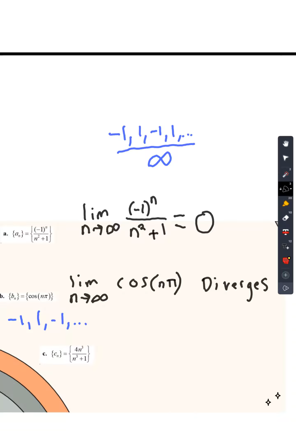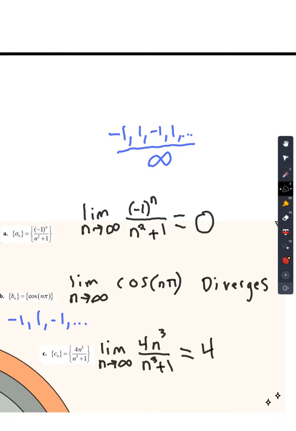Now, this last one is very algebraic, because again, I'm looking at the limit as n goes to infinity of 4n³ divided by n³ plus 1. There are two different ways we could do this. One, we could say that plus 1 is not going to do a whole lot. Then my n³ terms are basically the same, so they're going to reduce out. I'm just going to be left with 4, and then my limit is just 4.